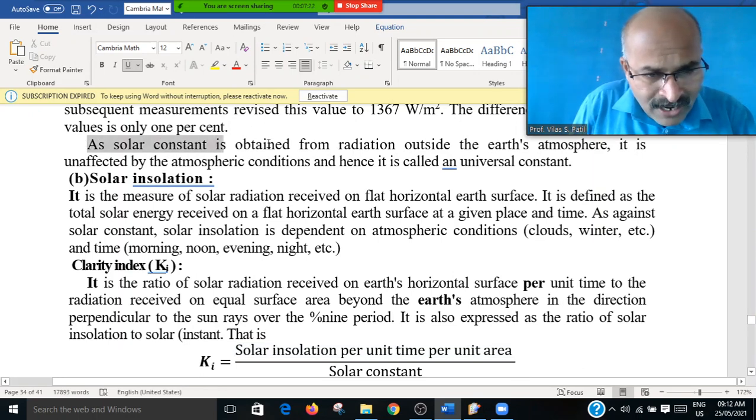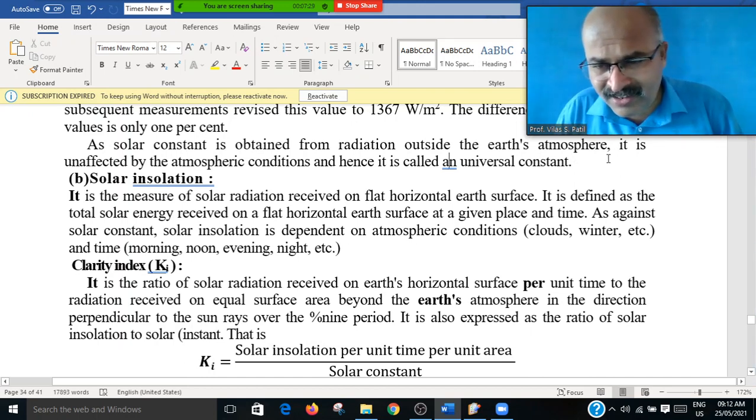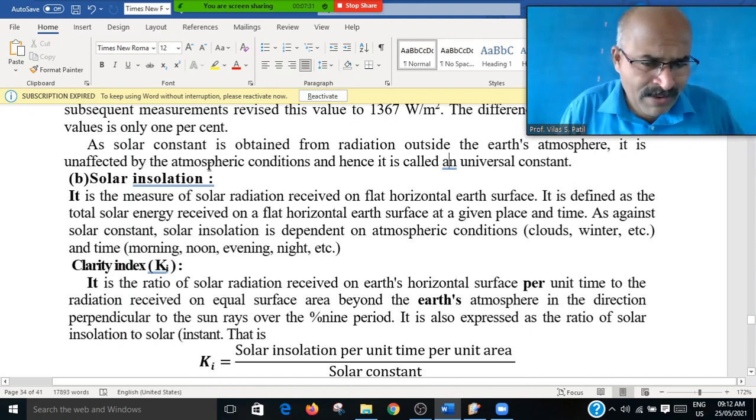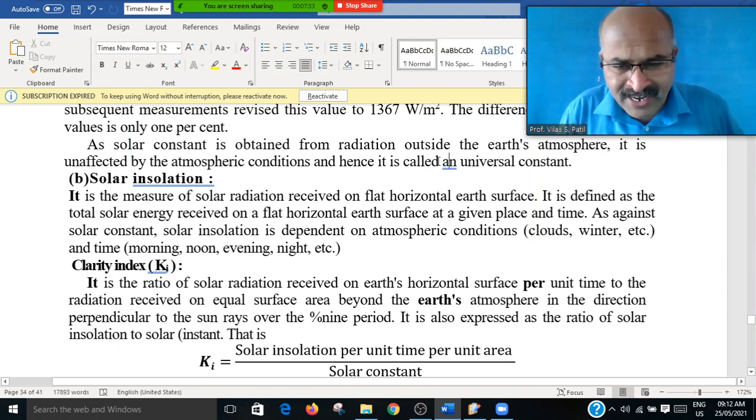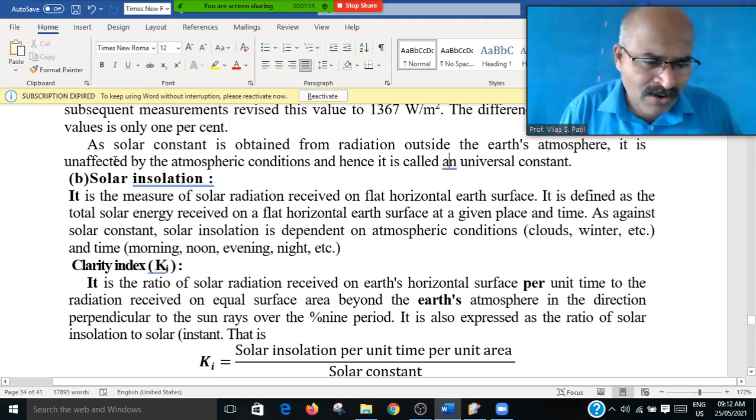As the solar constant is obtained from the radiation outside the earth atmosphere, it is unaffected by atmospheric conditions, and hence it is called a universal constant.